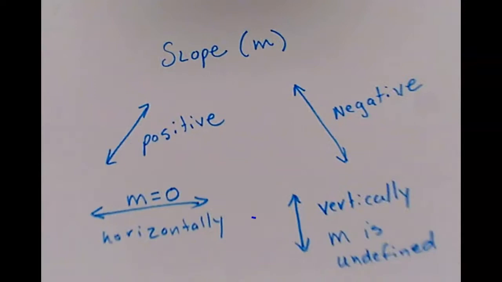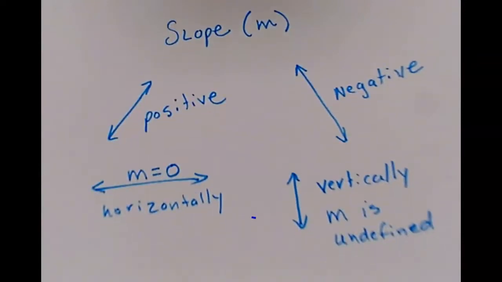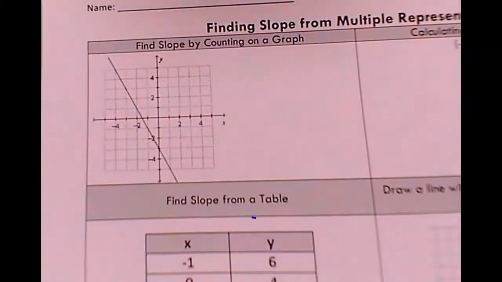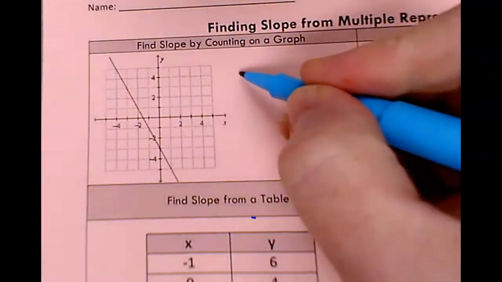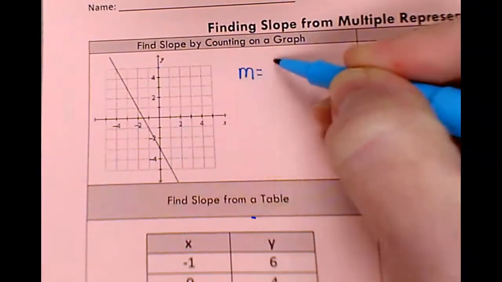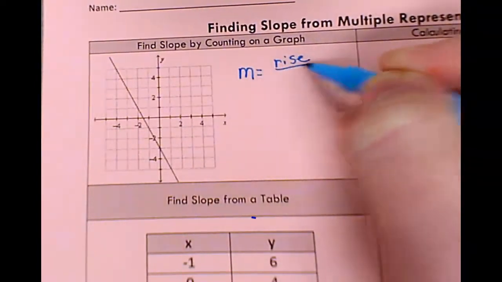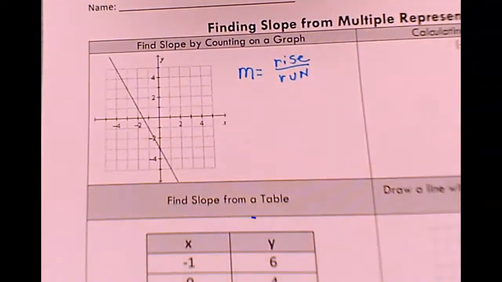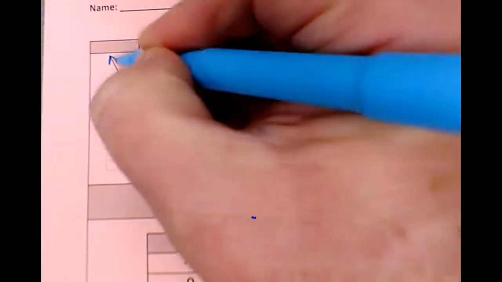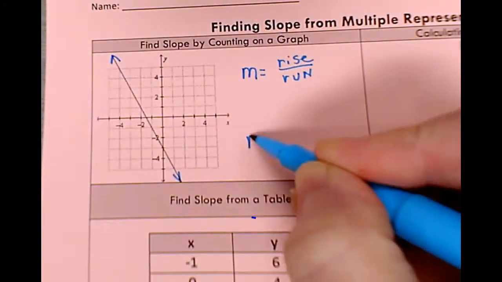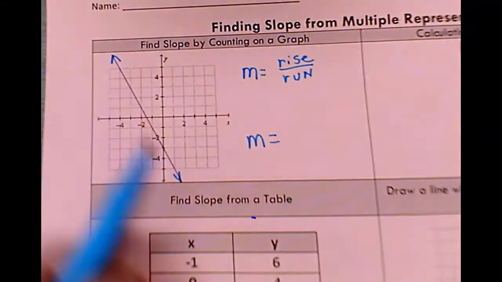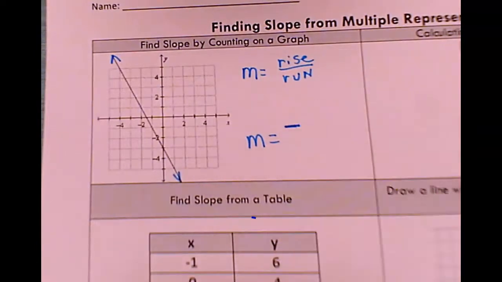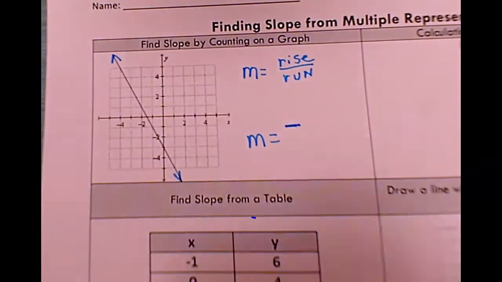Slope tells me how steep the line is. The bigger the slope number, the steeper the line. Okay, let's go back over here to our first example. Find the slope by counting on the graph. The slope can be considered to be rise over the run. Now, before I even start counting, I see as I go across the graph from left to right, this is going to be a negative slope.